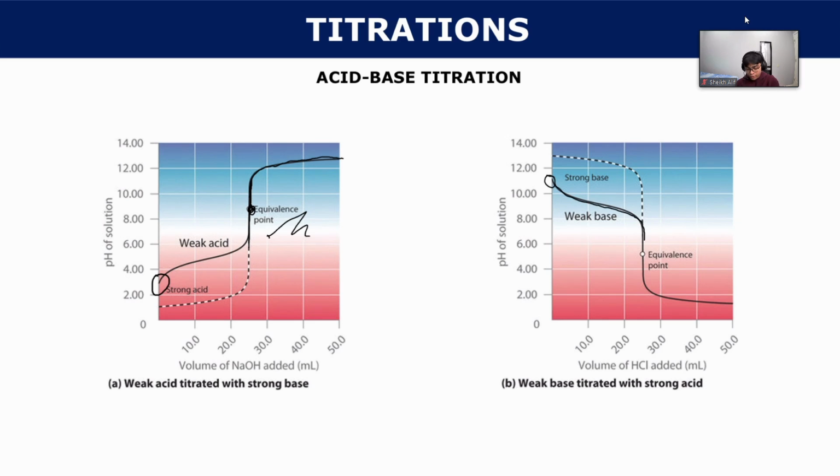You're gonna have that vertical drop, and at the middle of that vertical drop, you're gonna have something called the equivalence point. And the equivalence point is when the reaction has fully completed. And then eventually, it's gonna go super acidic again.